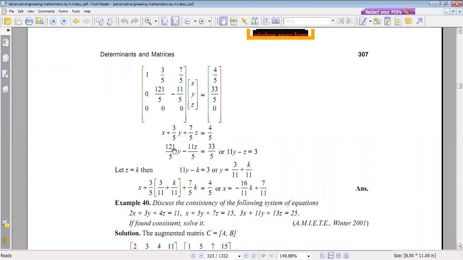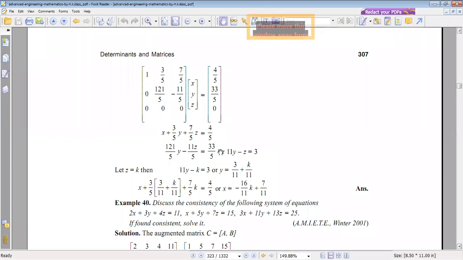Divide this whole equation by 11 by 5, then you will get 11y minus z equal to 3. So you get 2 equations in 3 unknowns. See here, this is the first equation and the second one. This is after dividing the second equation by 11 by 5, we got this one. You can check yourself, no problem.